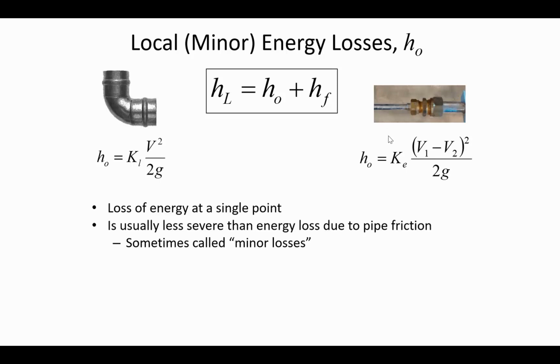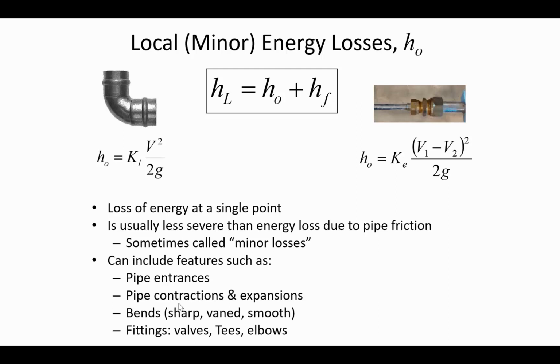These local losses are because of turbulence that's incurred at just a single location. We would expect that as the water changes direction, there could be some additional turbulence incurred above and beyond the turbulent flow that was experienced just as the water was going in bulk all in the same direction.